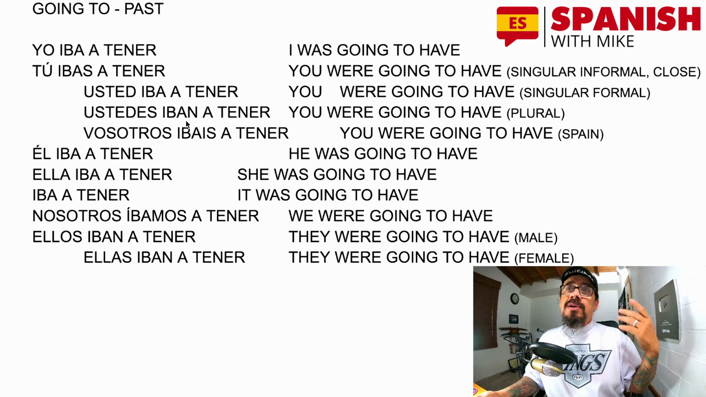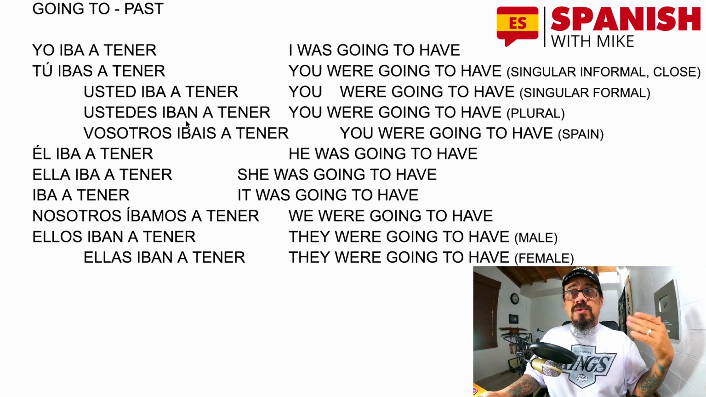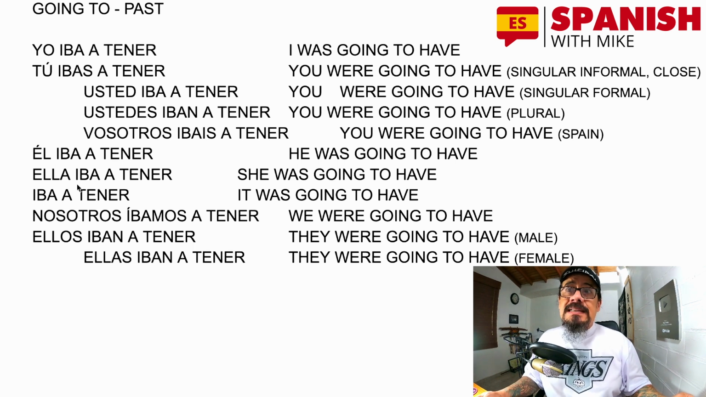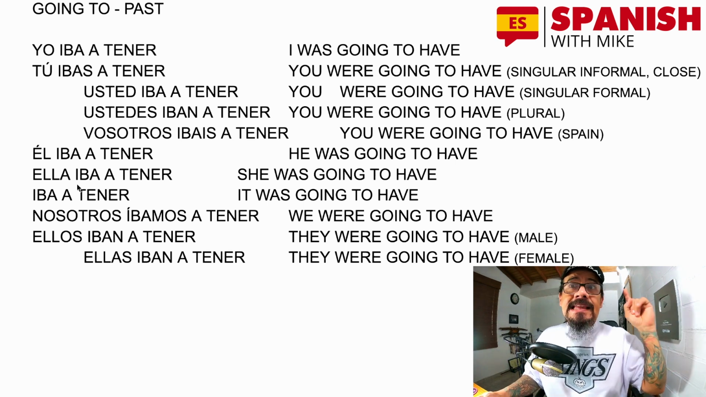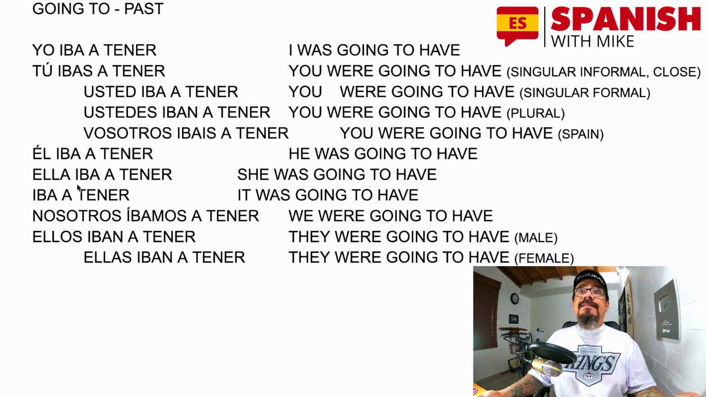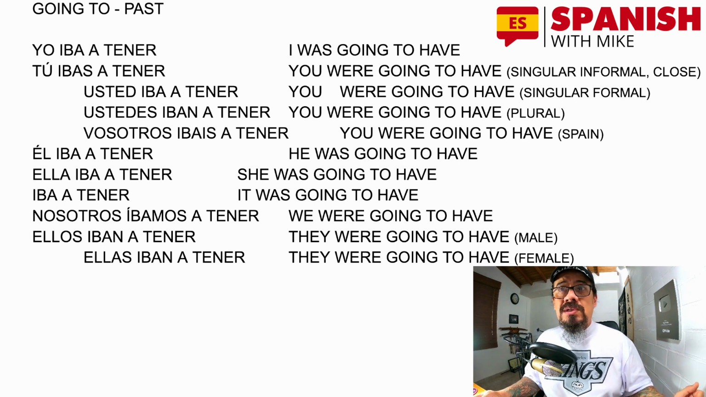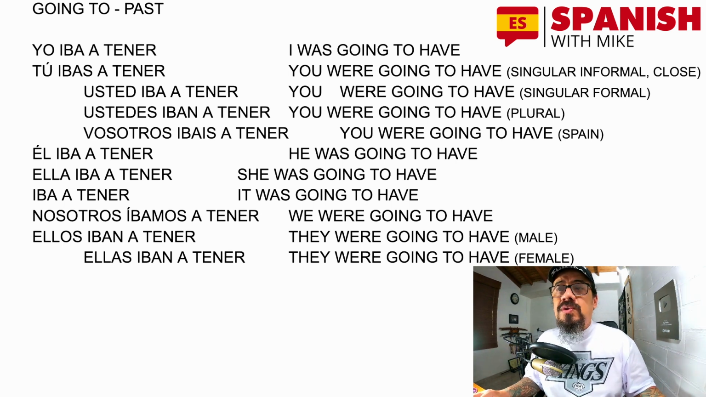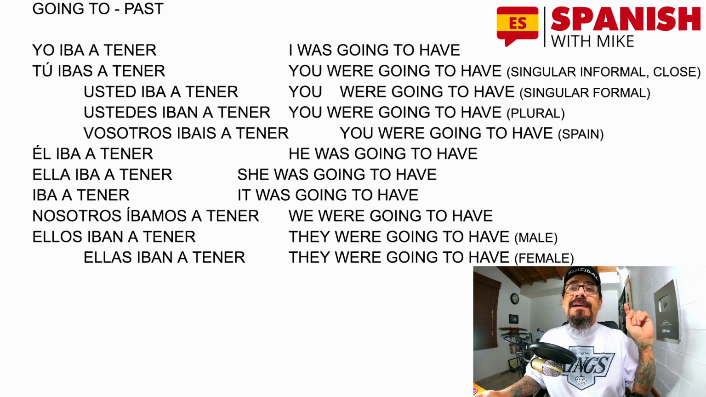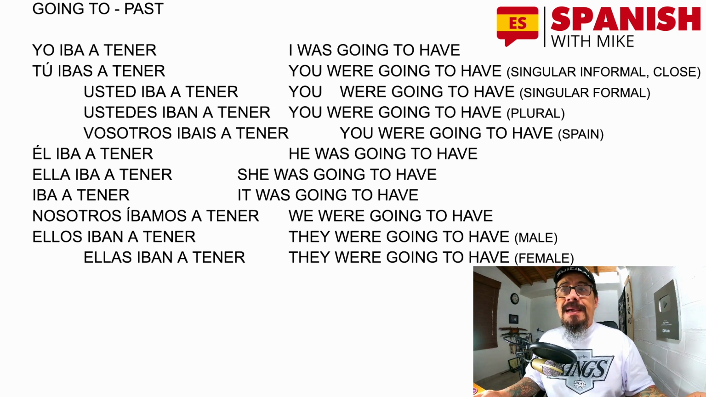Usted iba a tener, you were going to have, singular, formal. Ustedes iban a tener, you were going to have, plural. Vosotros ibais a tener, you were going to have, in Spain. Él iba a tener, he was going to have. Ella iba a tener, she was going to have. Iba a tener, it was going to have. Nosotros íbamos a tener, we were going to have. Ellos iban a tener, they were going to have, male. Ellas iban a tener, they were going to have, female.